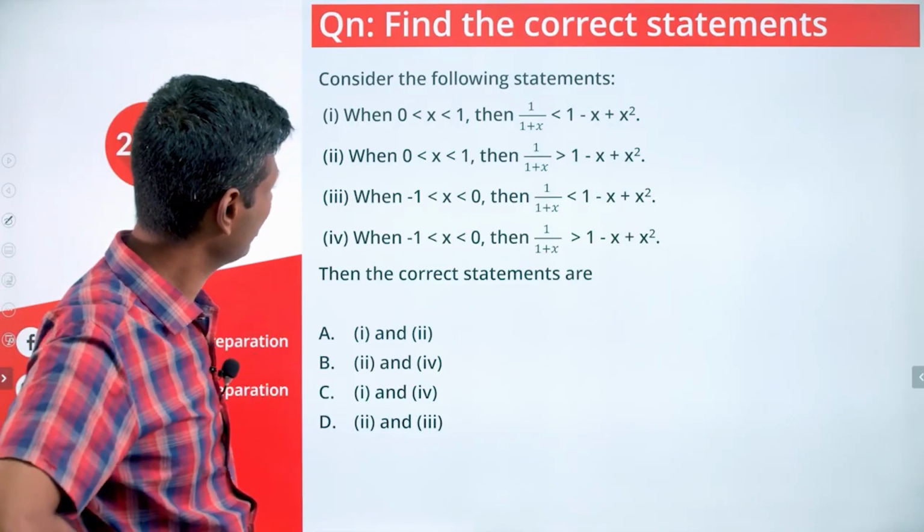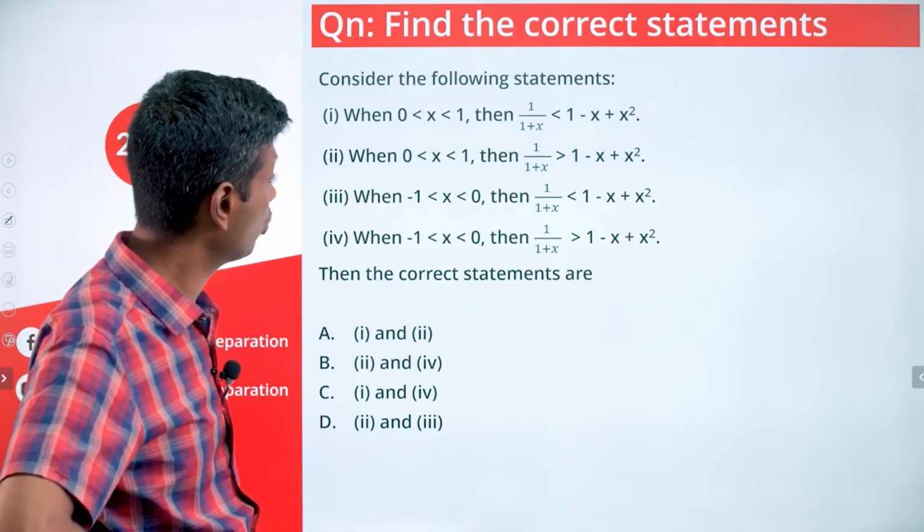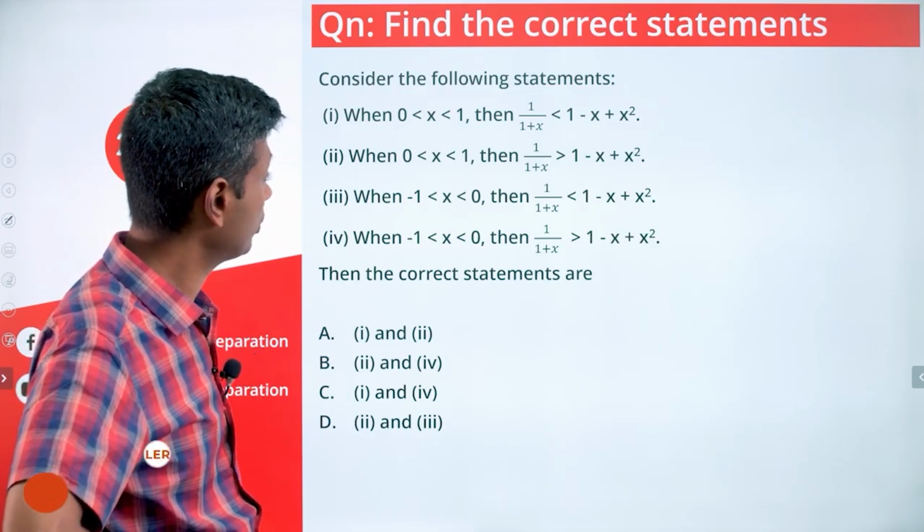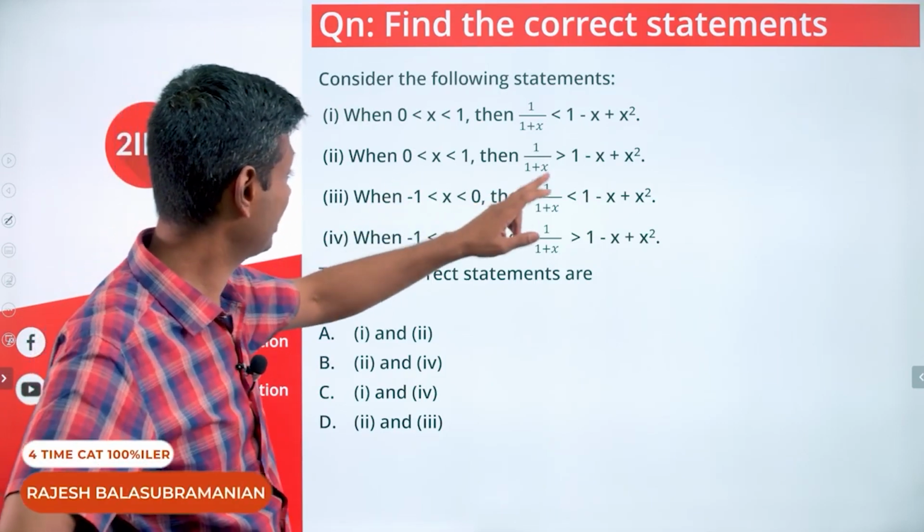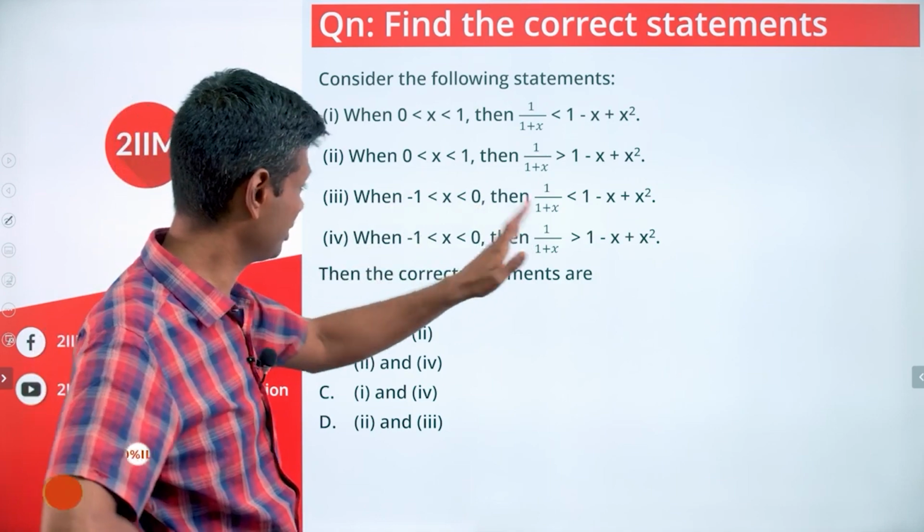0 less than x less than 1, 1 by 1 plus x is less than 1 minus x plus x square. 1 by 1 plus x is... This range it is greater than, this range it is less than, this range it is greater than.